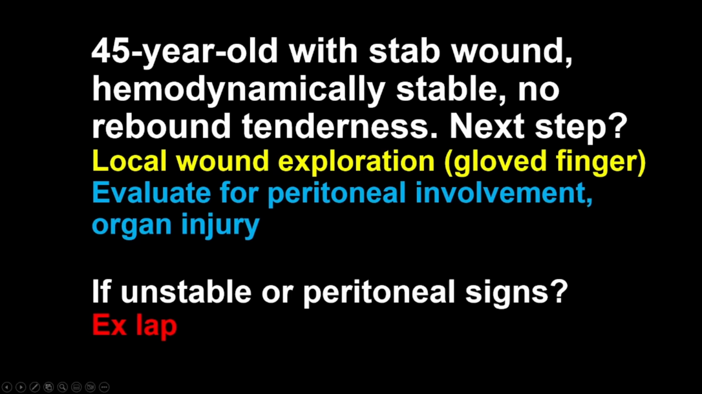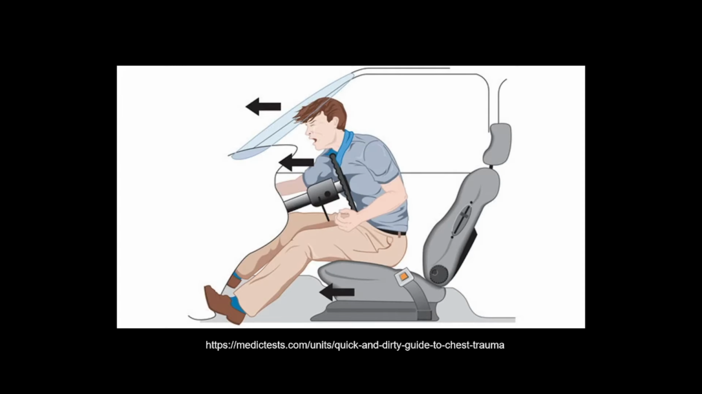All right, we move on to chest trauma. And here's a common mechanism of injury of chest trauma. Again, motor vehicle accident with acute deceleration. The steering wheel is kind of at the level of the chest.